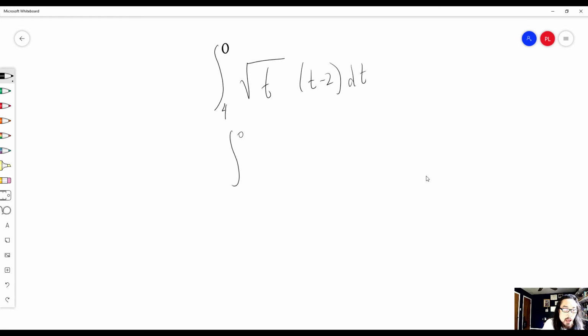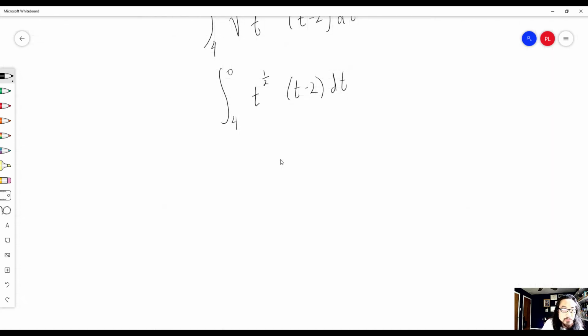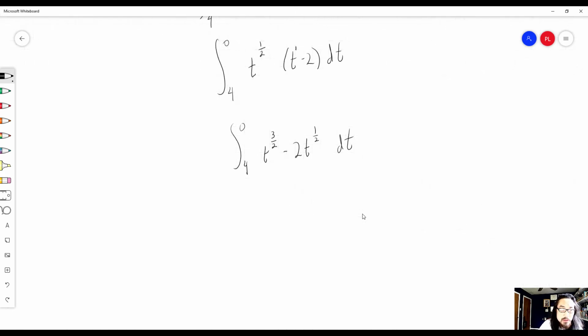So my next line, this is my cleanup. So this square root of t is just simply t to the 1/2, right? And then that is being multiplied by t minus 2 dt, right? I'm still cleaning things up. Now, I don't like these two separate, so I'm going to combine them. So we have 0, 4, t to the 1 half times t. This t has technically a 1 there, so 1 half plus 1 gives us 1 and a half, aka 3 halves, right? Minus 2t to the 1 half, and all of that by our good friend dt. Okay, so technically all of this is by dt. All right, now we can integrate.